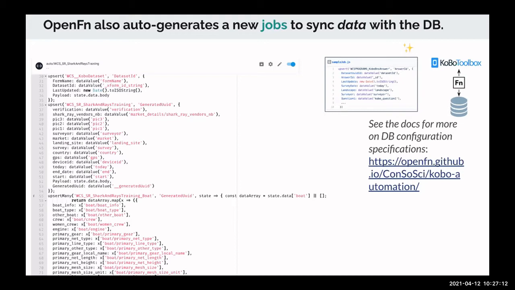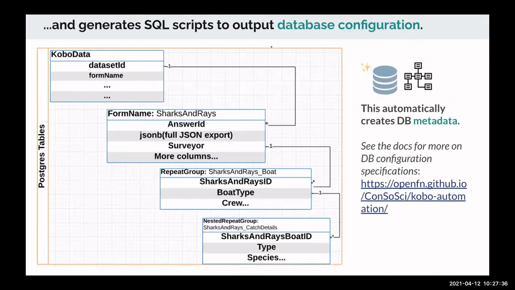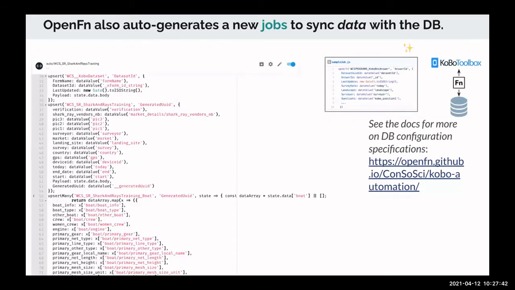I'm mapping to a Kobo dataset table. I want to log that this form submission happened. I'm logging details about the sharks and rays form submission, the surveyor, the market, the landing site. I then want to upsert information about boats. So the boat info, boat type, crew. And so that script is automatically saying how that Kobo data should begin to map to that database that we just set up here. So that's the second big output, this integration, whereas the first is the actual metadata setup for this solution.